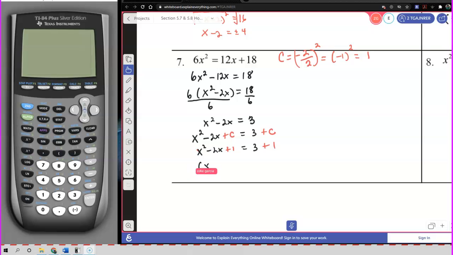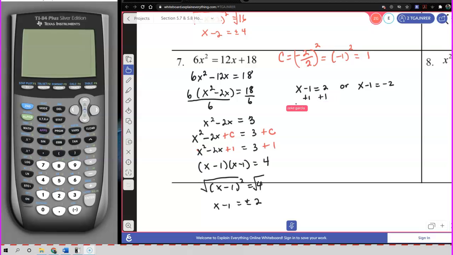So we notice that this is going to be x minus 1 times x minus 1 is equal to 4. And that's a perfect square. So you have x minus 1 squared equals 4. Get the square root of both sides. So it's x minus 1 is equal to plus or minus 2. So your two possibilities are x minus 1 equals 2 or x minus 1 is equal to negative 2. So these are two equations that I know everybody can solve.